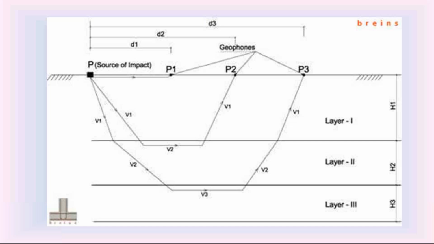Now the procedure is, when I hit this metal plate with the hammer, I immediately switch on the seismograph. Because of that impact, when the hammer hits the metal plate, waves travel into the ground. Then this first shock wave travels only in the top layer, and it is received by the first geophone.